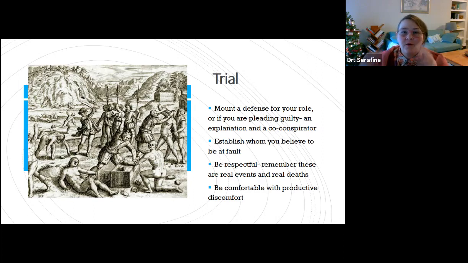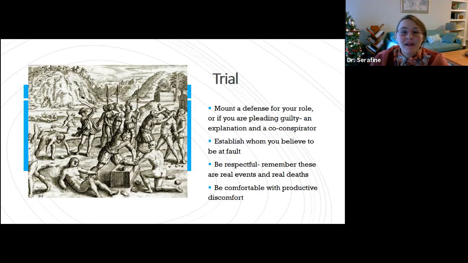If you think to yourself, there's no way I can defend this role, ask yourself why and use that in your response. This activity does make room for you to say, yes, my role is guilty, but it still asks you to understand what led them to those actions and who their co-conspirator is if you are guilty.